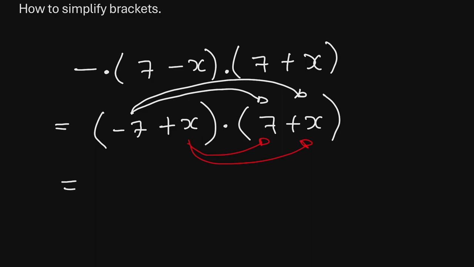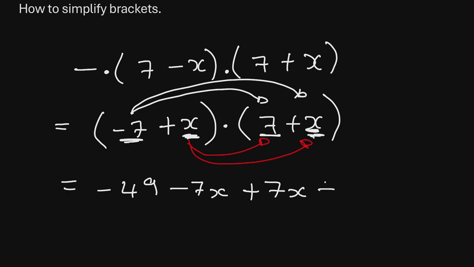So this will simplify to be what? Negative 7 multiplied by positive 7. That is going to give us negative 49. And then you say negative 7 multiplied by x. That is going to give us negative 7x. Then you say now x multiplied by 7, that is going to give us positive 7x. And then lastly, x multiplied by x, that is going to give us positive x squared.